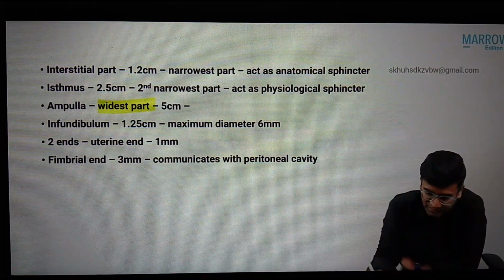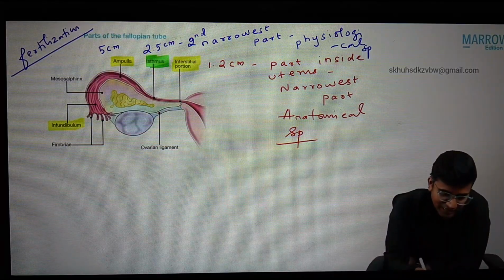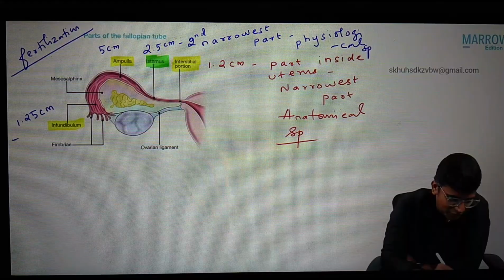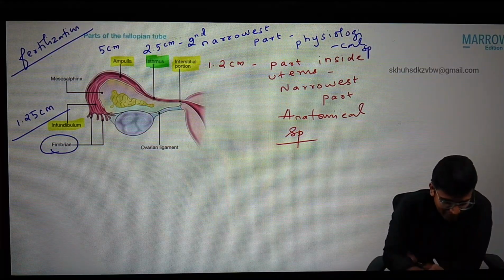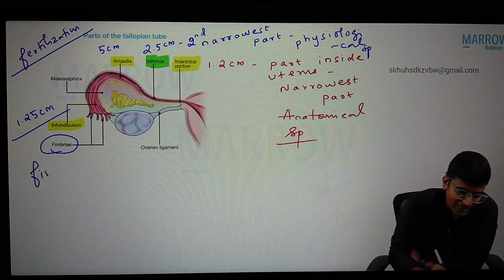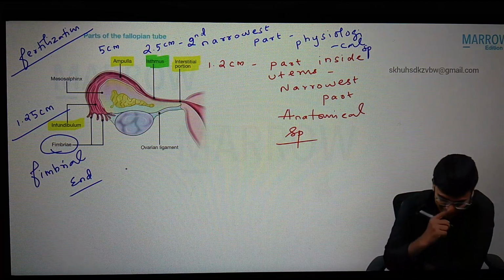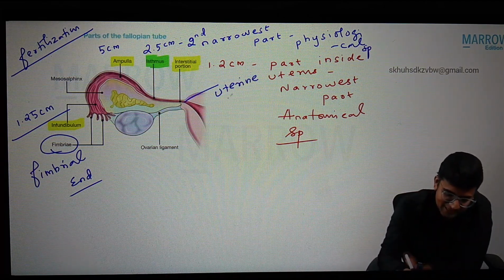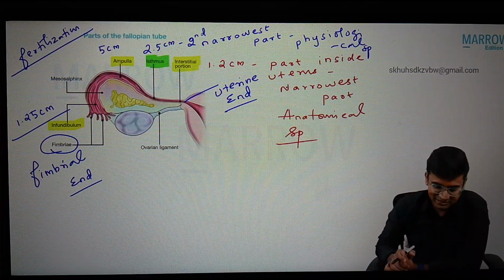Okay. And the last one is the infundibulum part, which measures about 1.25 centimeter. In the infundibular part, we have the fimbriae. This end is called the fimbrial end, and this end is called the uterine end. So we have two ends, the uterine end and the fimbrial end.